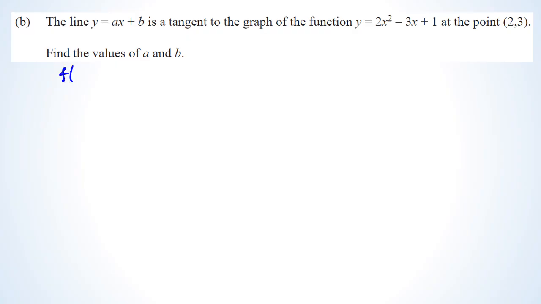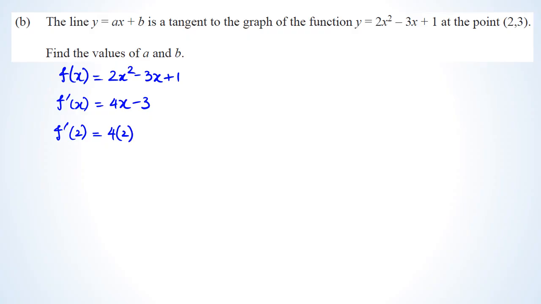So we've got f of x equals 2x squared minus 3x plus 1. Differentiating this, we're going to get 4x minus 3. So the first thing we need to find is the gradient at point 2. So we can say f dash of 2 equals 4 times 2 minus 3, which is 5. So we now know the gradient is 5, and it goes through the point (2, 3). So we can write the equation of the line.